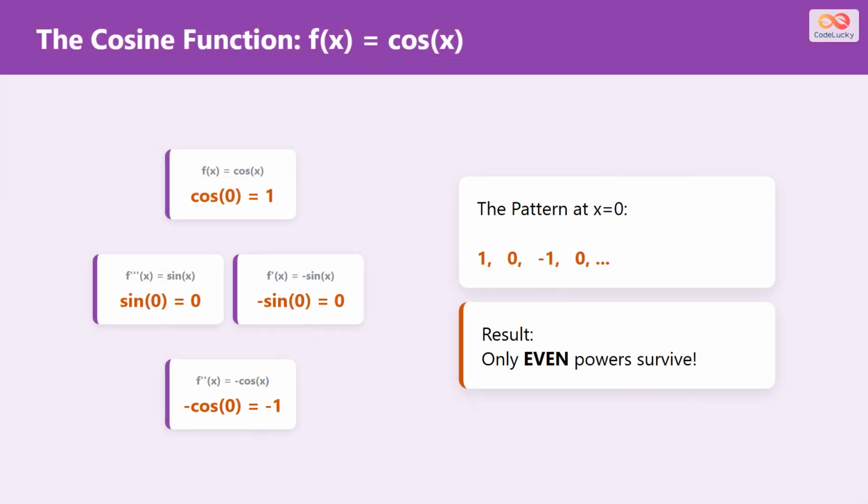The cosine function is similar but shifted. The derivative of cosine is negative sine. Following the cycle, the values at 0 are 1, 0, negative 1, 0. Just like with sine, every other term vanishes, but this time it is the odd terms that become 0.